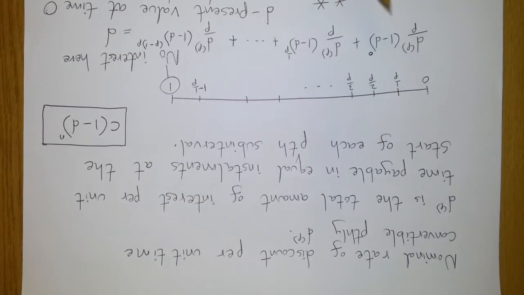The installments are made at the beginning of each pth subinterval, such that in a time period of 1 as a unit time, the first installment would be made at time 0, the next one at time 1 over p, at 2 over p, at 3 over p, and the last one would be made at time 1 minus 1 over p. Now, if you add up these interest payments, you would end up with the nominal rate.